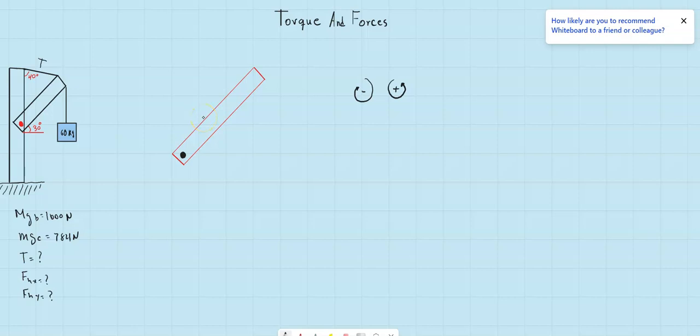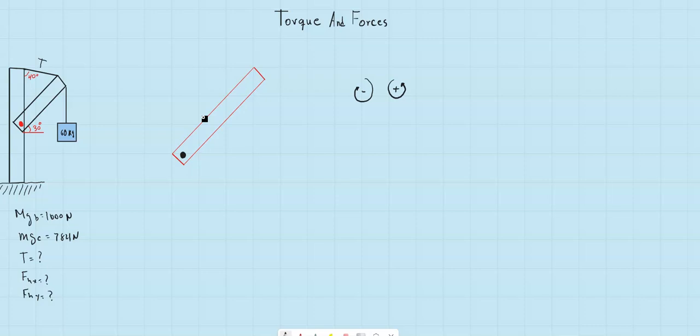Hello. Today we're going to be working with torque and forces, and we have this crane right here. The beam is at an angle of 30 degrees, lifting up a 60 kilogram crate, and they give us the tension and this angle. They tell us that the beam weighs 1,000 newtons. The crate here is 784 newtons.